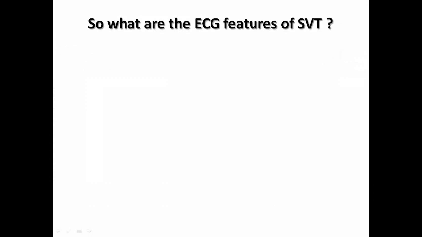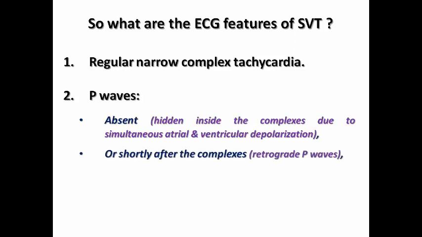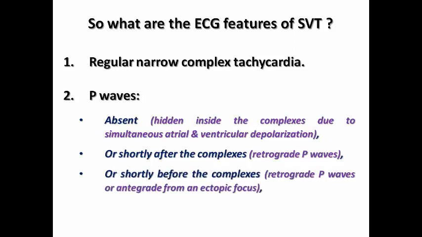So now we can summarize the ECG features of SVT. It is a regular narrow complex tachycardia. It shows P waves that may sometimes be absent because they are hidden inside the complexes due to simultaneous atrial and ventricular depolarization, or they may be seen shortly after the complex because they are retrograde P waves, like in AVNRT and AVRT.